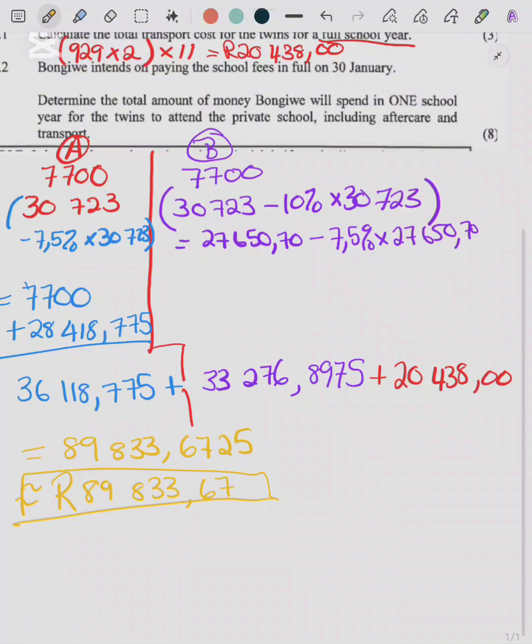Right, with something like this, remember there are other ways you could have set out your working. You could have first worked out what would be the school fees in total. So child A plus child B, take off your discounts.